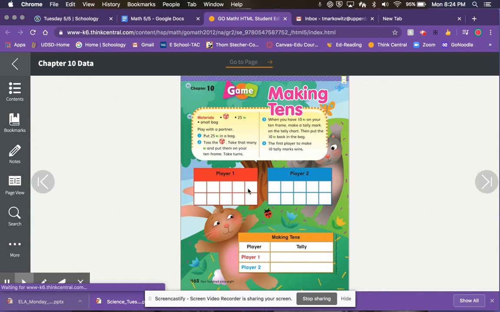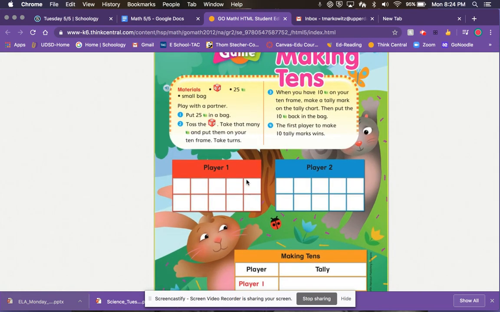The next page is your game. It's making tens. All right, you need a die, 25 little pieces, which you could use Cheerios, you could use anything small, little Legos, and a small bag. What you do is you toss the die, put all those pieces in a bag, take that many out and put them in your tens frame. Take turns. Let's say you roll and you get a 5. Well, you can put 1, 2, 3, 4, 5. Then your partner rolls. They roll, let's say they get a 2. They put in 1, 2. Now it's your turn again and you roll.